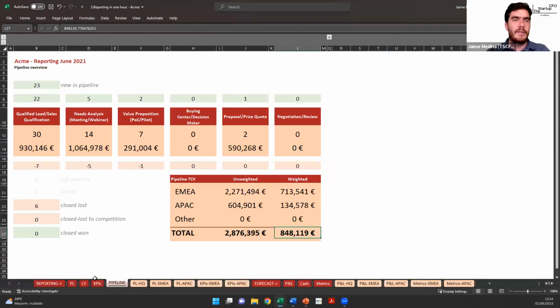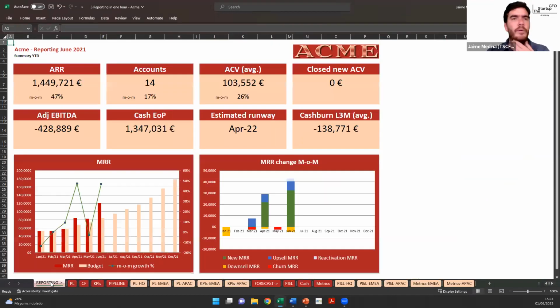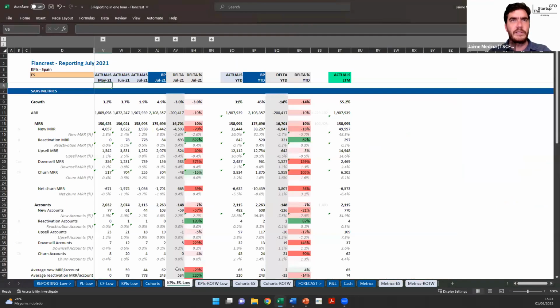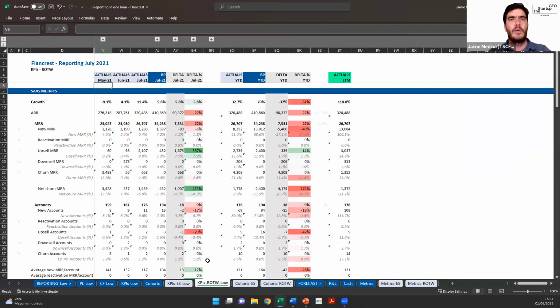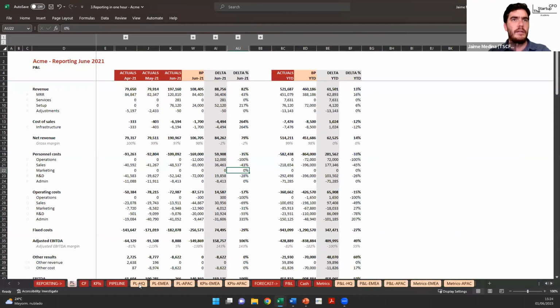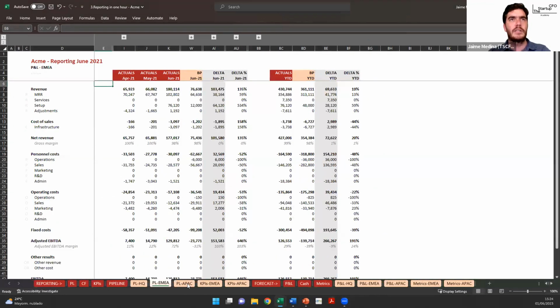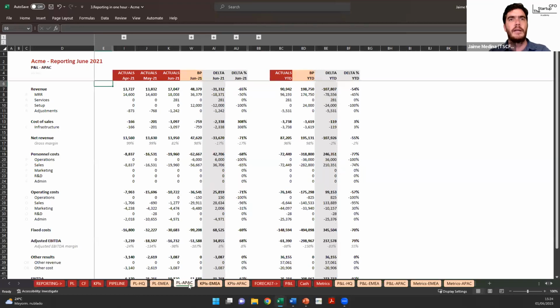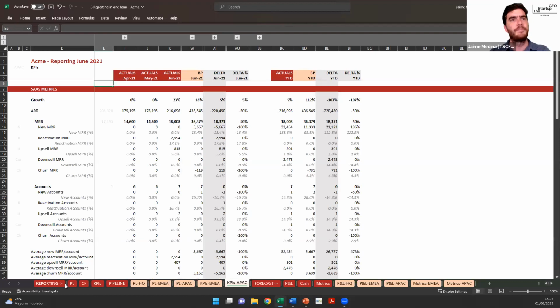So, and last difference, I promise, before we go into a little more detail in the tabs: here we see that in both of them we have some splits on the metrics. For example, here we have KPIs in Spain and KPIs in the rest of the world. Here we have P&L global, and then P&L for headquarters, for EMEA, APAC, and that's it. Yeah, the KPIs also for EMEA and APAC.